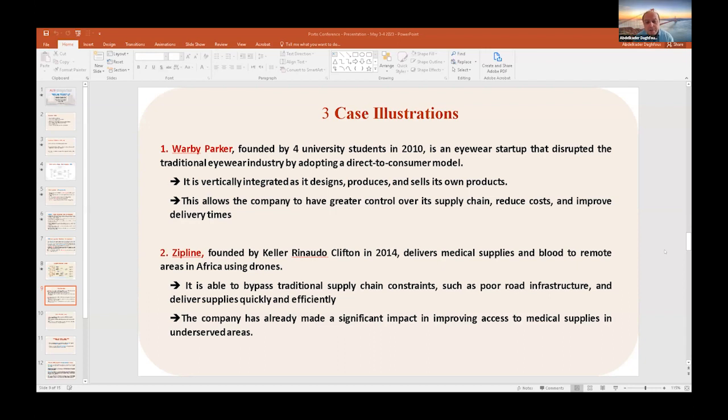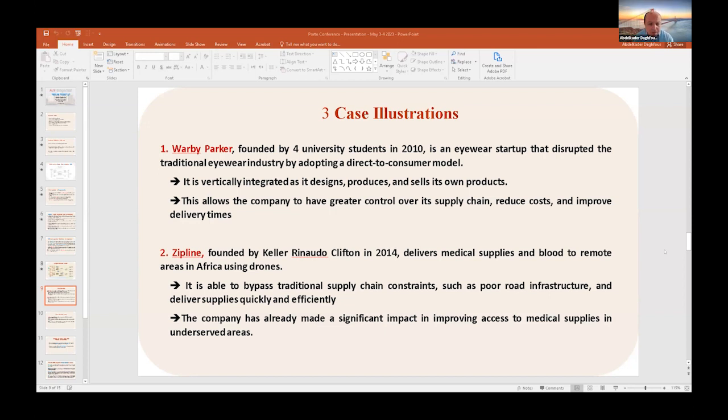So here with Warby Parker, what they did is they looked at the eyewear supply chain, and they basically collapsed it together, and they vertically integrated to give a better product, better prices, better service to their customers. So that's how they use the supply chain to come up with this business model, essentially.